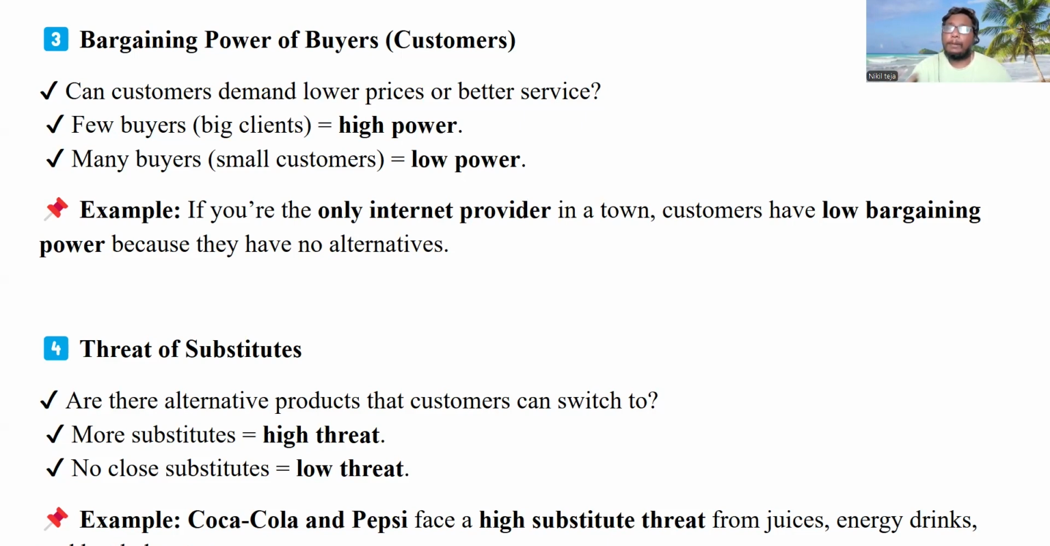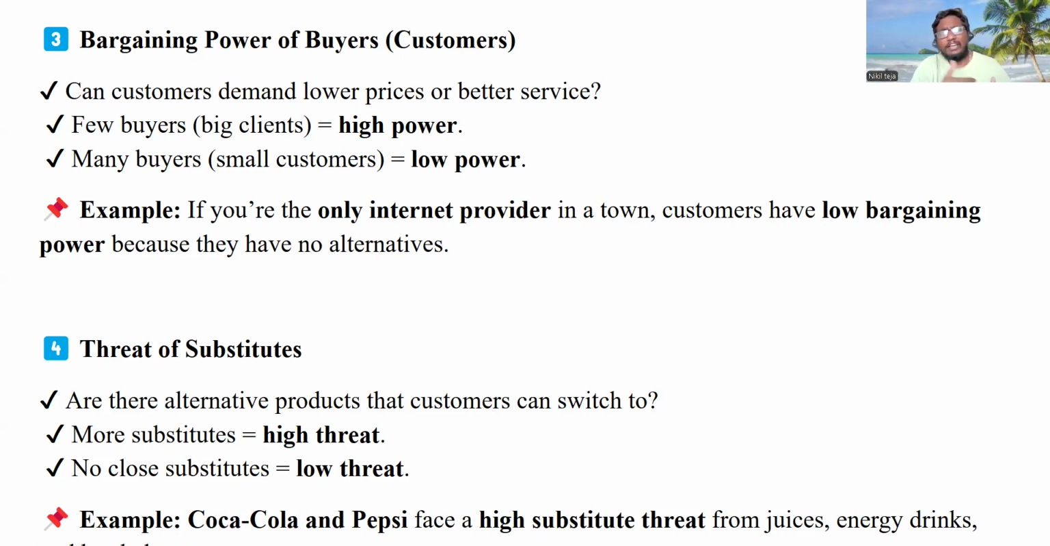For Coca-Cola, Pepsi is a direct competitor. For Jio, Airtel is a direct competitor. But indirect competitors are the ones which impact the business, though not directly. For example, for Coca-Cola, coconut water is an indirect competitor. Juices are also indirect competitors of Coca-Cola, right? So if there are more substitutes in the industry, then there will be high threat. If there are few substitutes, then there will be less threat.